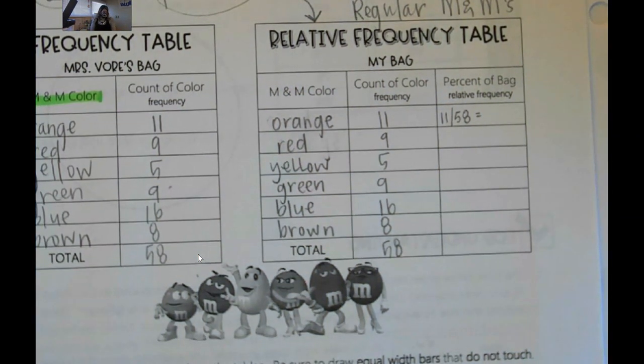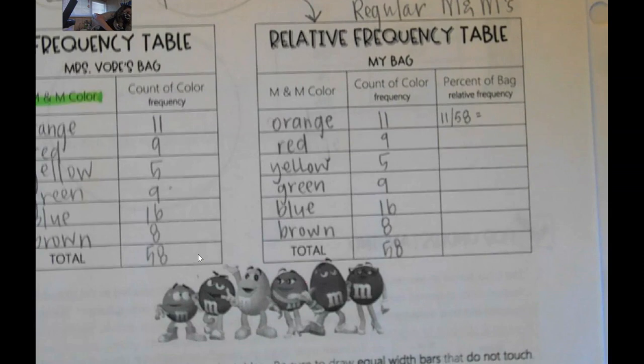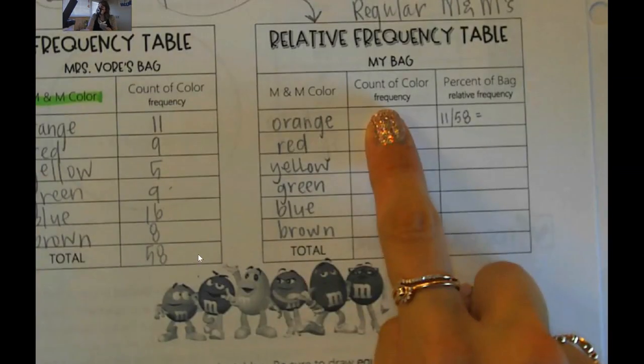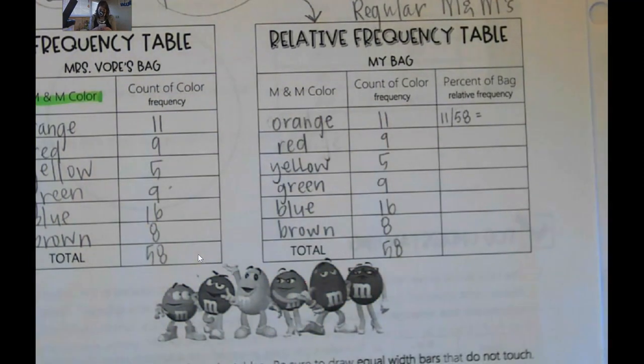So if you need your Chromebook, you can use your Chromebook. If you need to use your cell phone, you can have it out for 1 minute, since we didn't check out our calculators yet. So you take your count of orange M&Ms and you divide it by the total amount of M&Ms that you have.